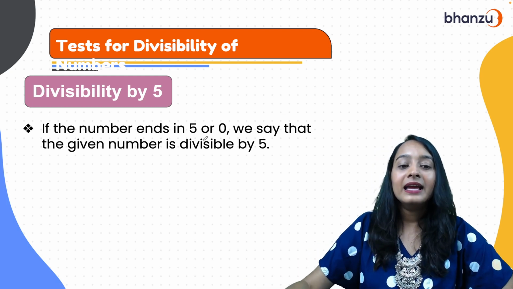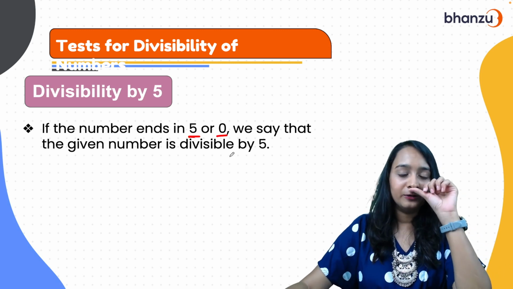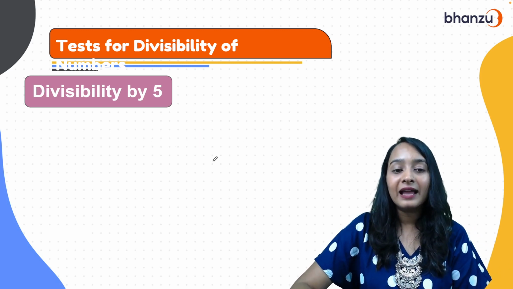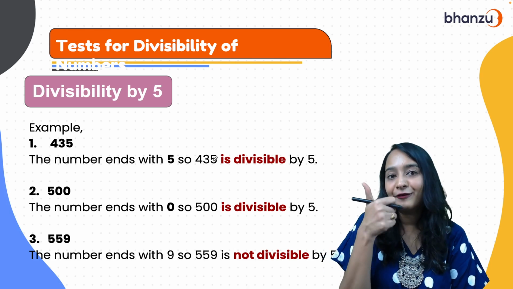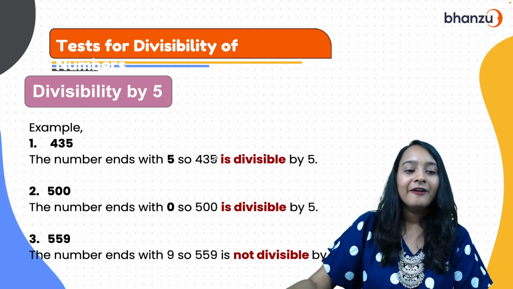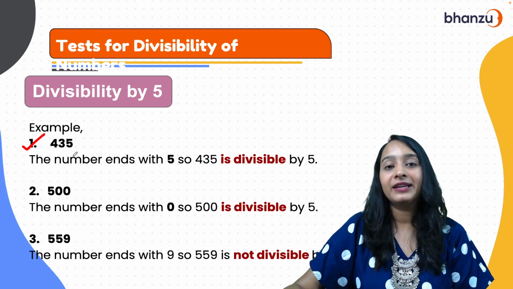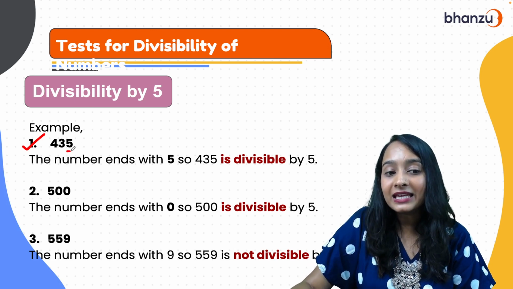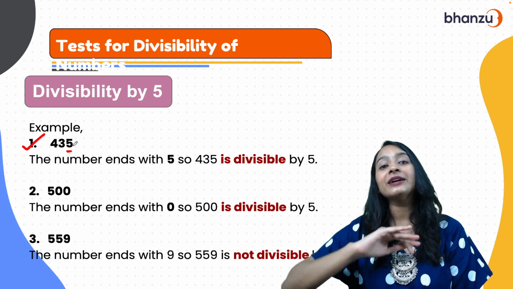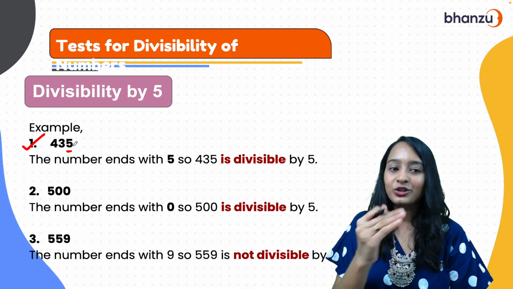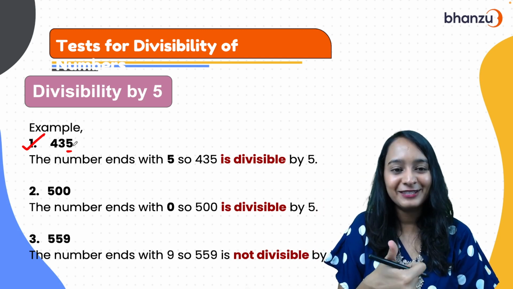If a number is ending with 5 or 0, the unit digit of that number should be either 5 or 0. For example, 435. Is it divisible by 5? Yes. Why? Because as you can see, the unit digit of the number is either 5 or 0. So here it is 5, so it is definitely divisible by 5.